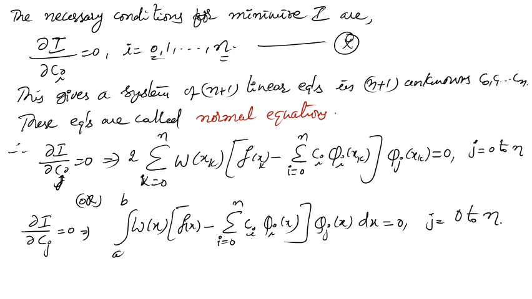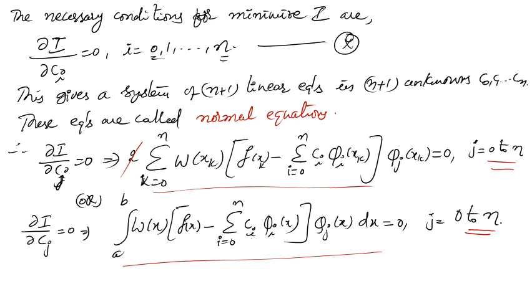Now one can cancel this 2, and this bracket function or this integrating function is equal to 0. This gives how many equations? n plus 1 equations, which are called normal equations. This is about theory only. Problems are very simple. I will explain how to write these normal equations in the problem.